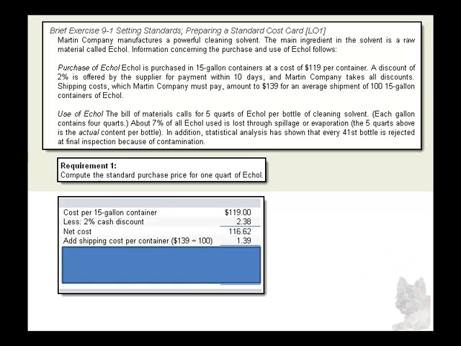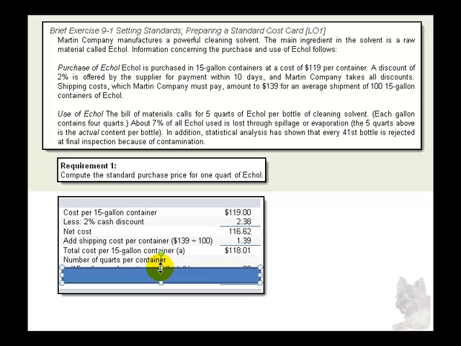I'm just moving the mouse off to the side here so you can see the numbers. $139 divided by 100, because they said the average shipment size is 100 15-gallon containers, is $1.39. Okay, so we add in the shipment cost, and now we're up to $118.01. Total cost per 15 gallons, $118.01.